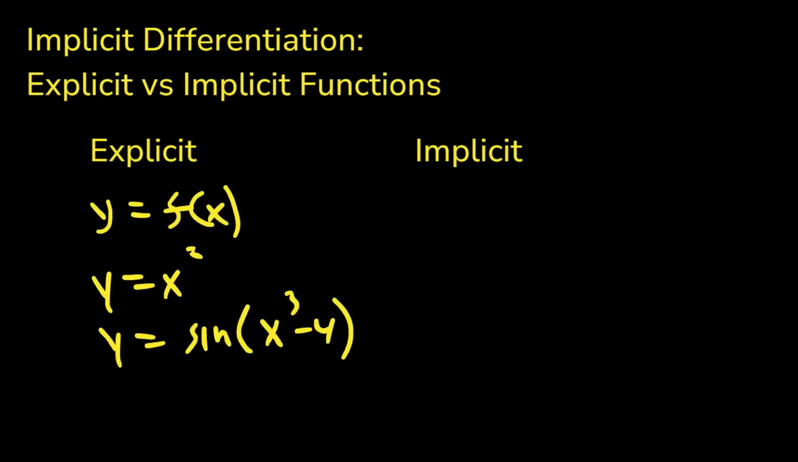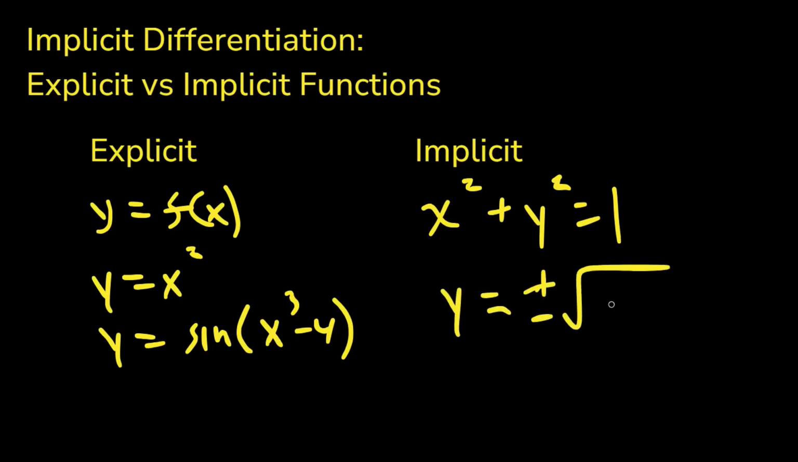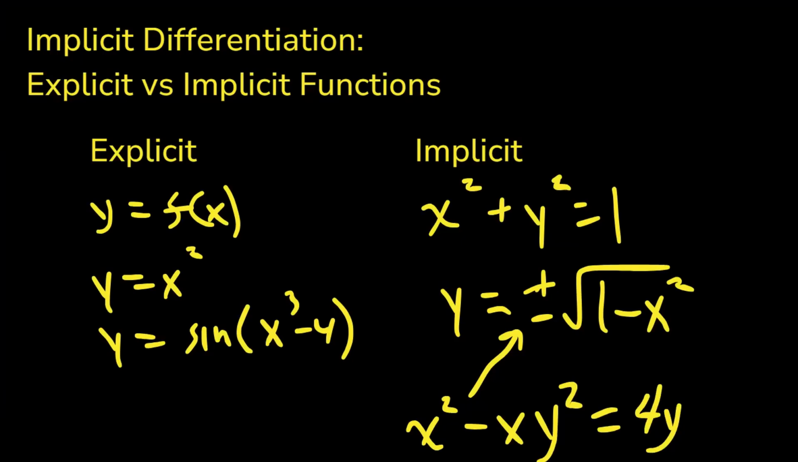However, implicitly defined functions are not explicitly solved for y and may not be able to be solved for y explicitly. So for example, the equation of a circle is an implicitly defined equation. Now, you can solve this for y, and you would have plus or minus square root of 1 minus x squared. However, you would end up with two distinct functions here, the positive root and the negative root. However, there are some equations that really can't be solved, and in the case where we want to differentiate these, this is where implicit differentiation comes in.